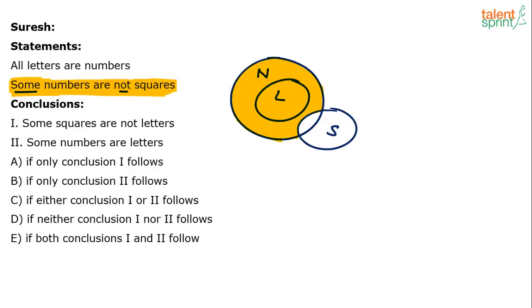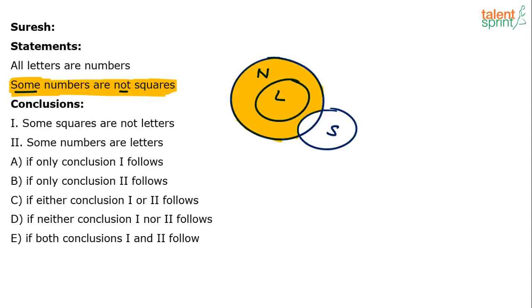That's only for the sake of clarity, right? You don't have these tools in the exam, so don't get used to it, but you should always understand that we are referring to the external region. Some numbers are not squares, right? All letters are numbers, some numbers are not squares. So these outside numbers are not squares.